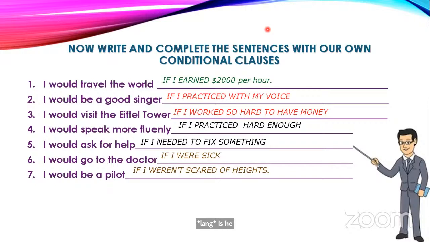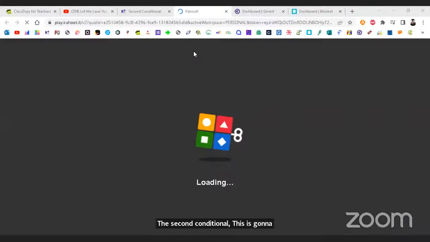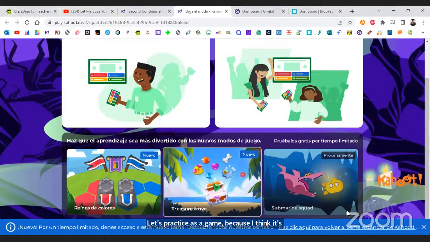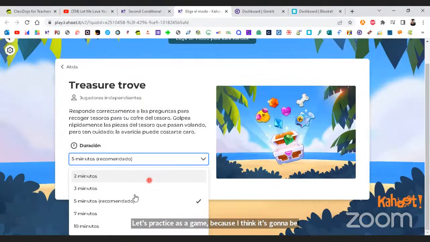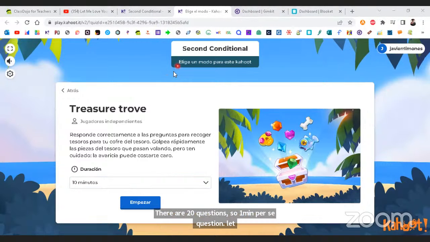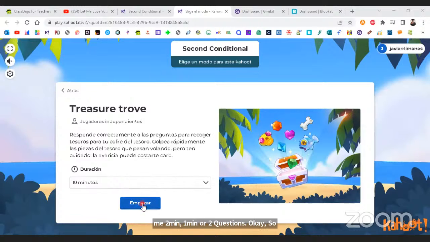Okay, guys, if you don't have questions, let's practice. I am going to show you the first. Les comparto el primer ejercicio, the second conditional. This is going to be the first exercise. Let's practice as a game because I think it's going to be okay for you to practice these kind of things. There are a lot of questions. There are, if I'm not mistaken, 20 questions. So 1 minute for each question. 2 minutes, 1 minute per 2 questions, okay? So you can practice this kind of things.